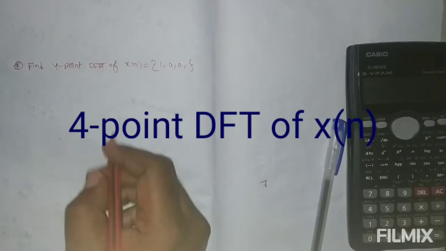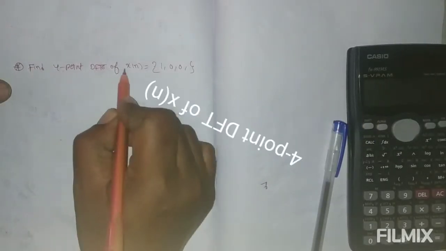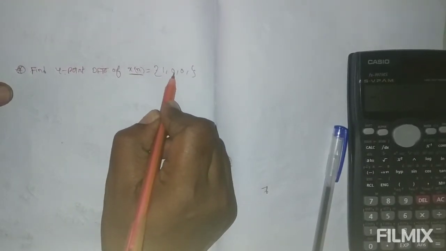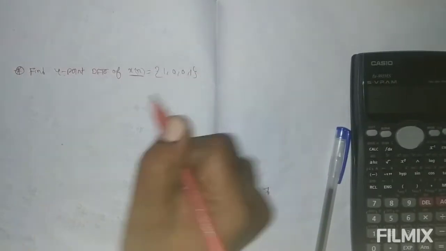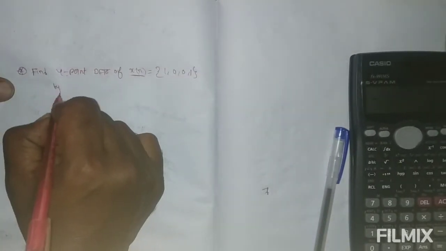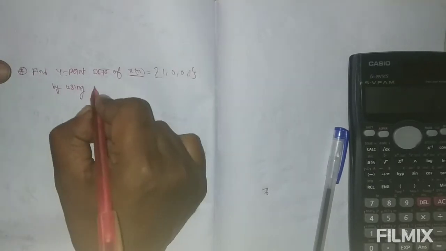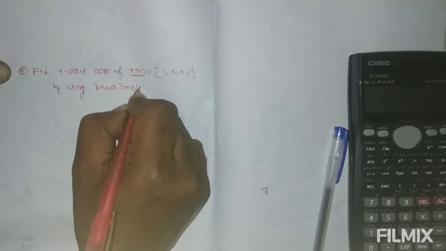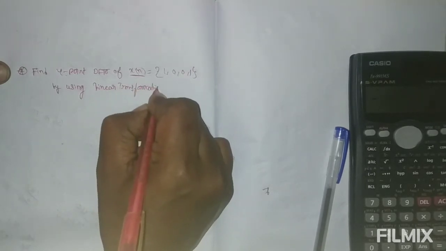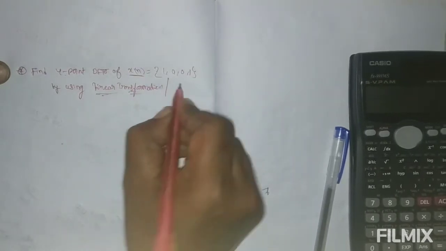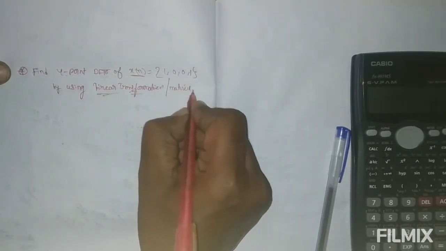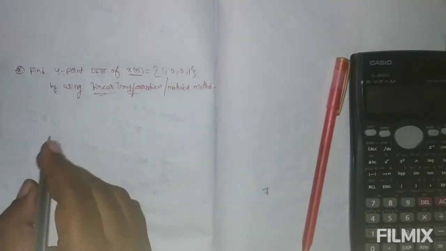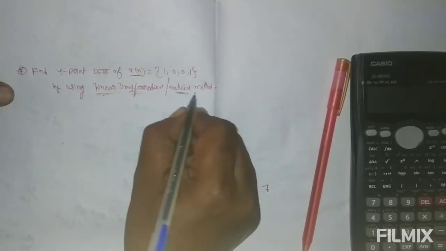Good morning everybody. Today's topic is to find the 4-point DFT of the given sequence x of n equal to 1 0 0 1 by using the linear transformation method, another name for which is the matrix method. We know that we are using the matrix method.